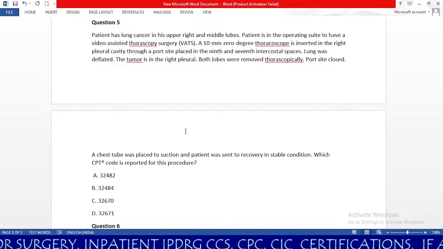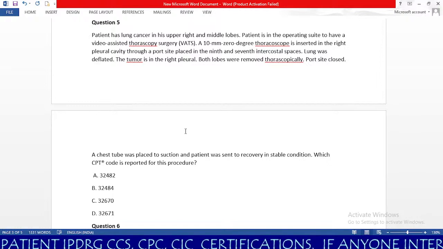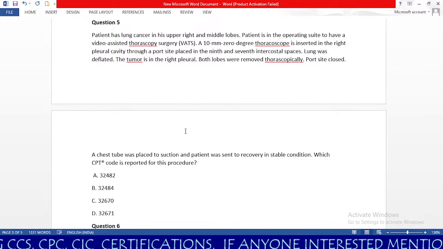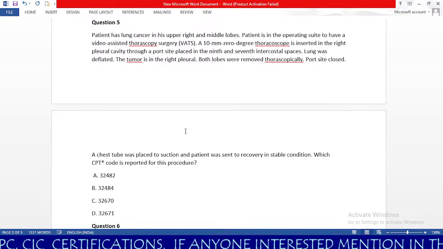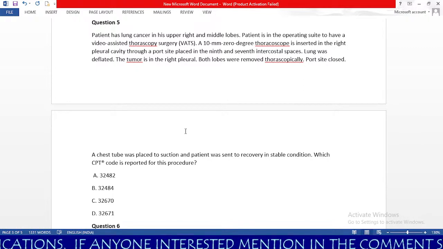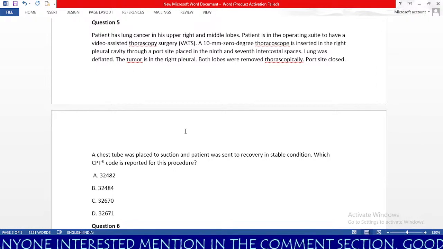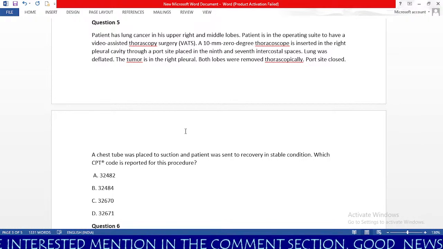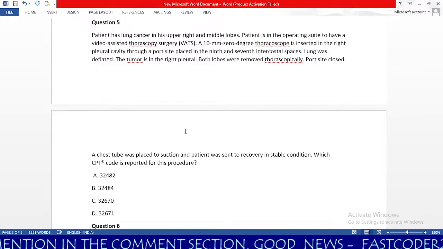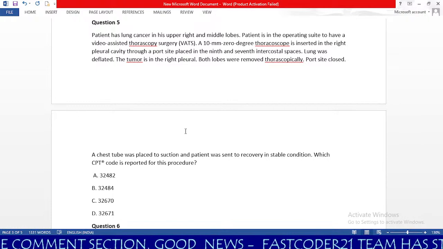So the patient has lung cancer in his upper right and middle lobes. Patient is in the operating suite to have a video assisted thoracoscopic surgery. Whenever you see scopy, you need to think that it is an endoscopic procedure. A 10 mm 0 degree thoracoscope is inserted in the right pleural cavity through a port site placed in the ninth and 7th intercostal spaces. Lung was deflated. Both lobes were removed thoracoscopically. Port site closed. A chest tube was placed to suction.